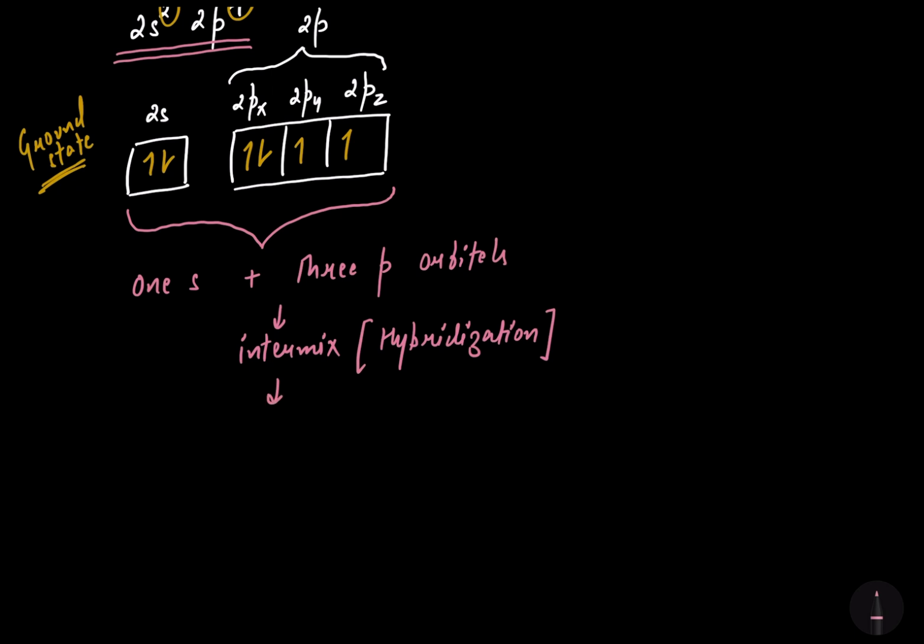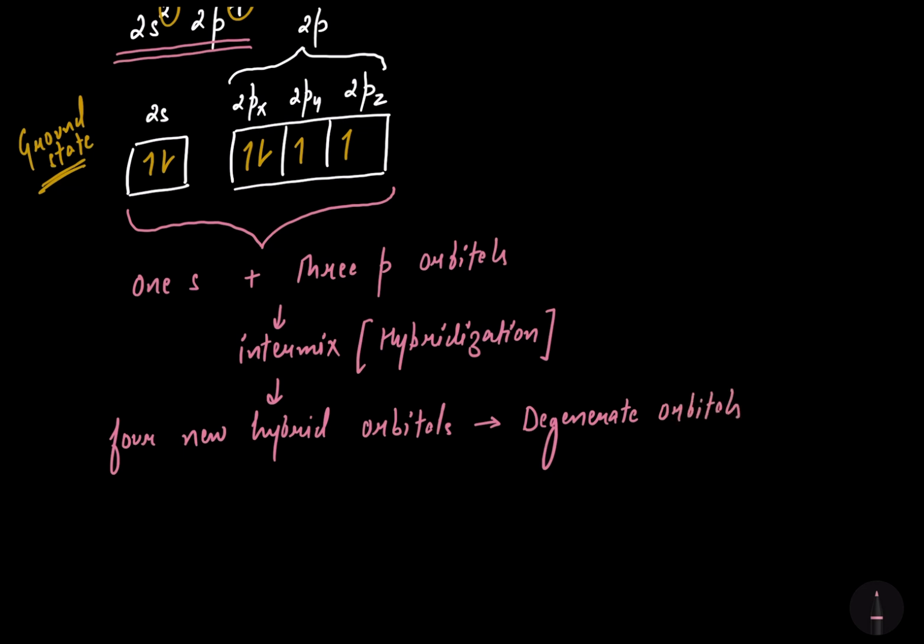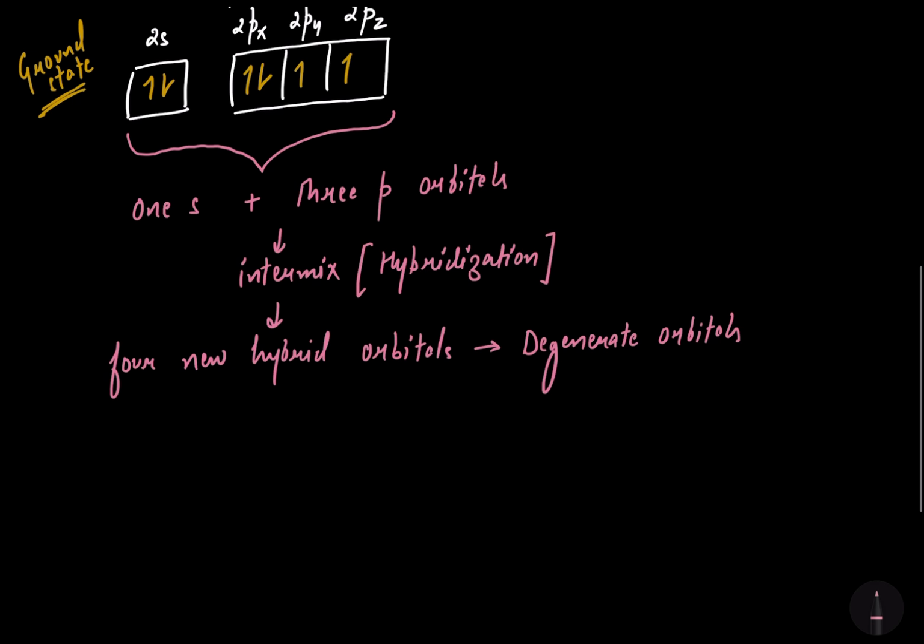So we are going to have 4 new hybrid orbitals. And one very important thing, that 4 hybrid orbitals will be degenerate in nature. That means the energies of 4 hybrid orbitals will be equal. So we have mixed the 4 atomic orbitals, 1s and 3p, and we are going to have 4 new hybrid and degenerate orbitals. So we got the 4 new hybrid orbitals which are having equal energies.